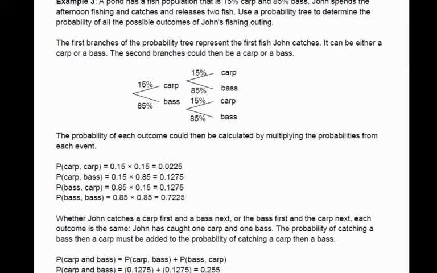So to create our probability tree, you see here that we have 15% carp, 85% bass. That's basically how we would separate our first event. Then, because he's releasing the carp back, or the bass back into the water, the next event is again 15%, 85%, because he could catch the same fish twice.